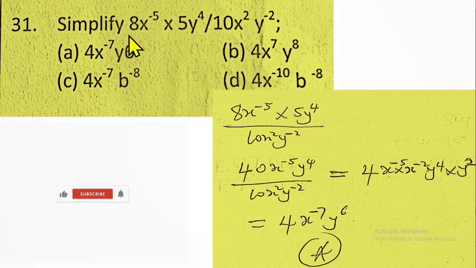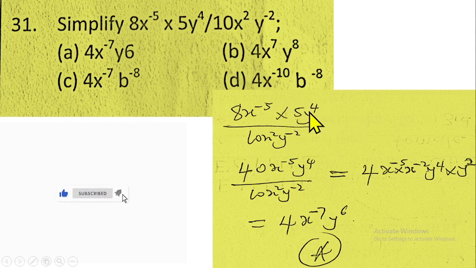Question number 31 is also on the simplification of algebra. We have 8 x raised to power minus 5 times 5 raised to 5 y raised to power 4 divided by 10 x squared y raised to power minus 2. We have to simplify this. It's quite simple. Now we can rewrite it like this. The way it is written, you may not understand this, but if you write like this, it will ease your work.